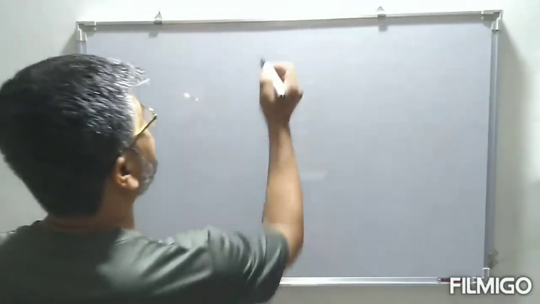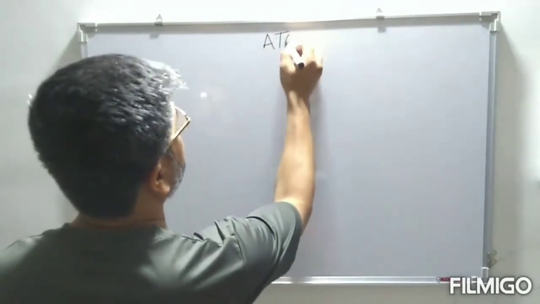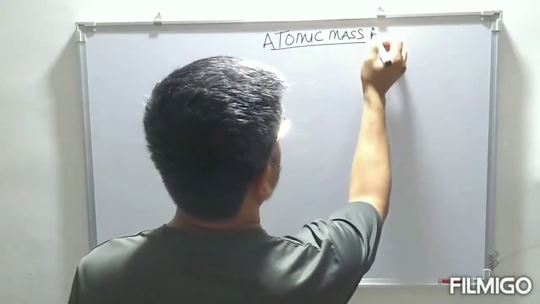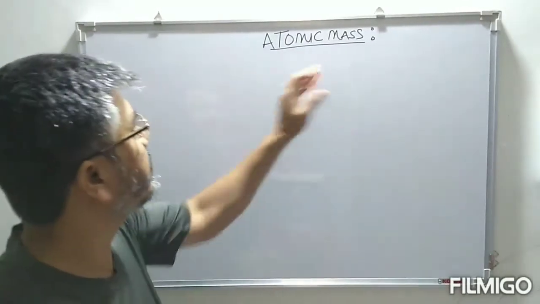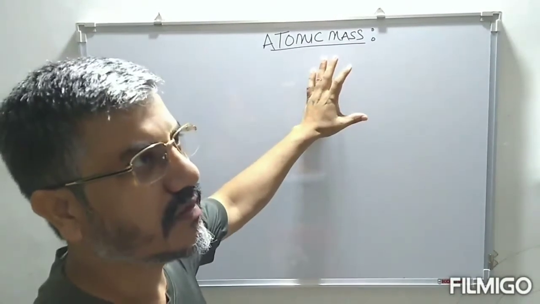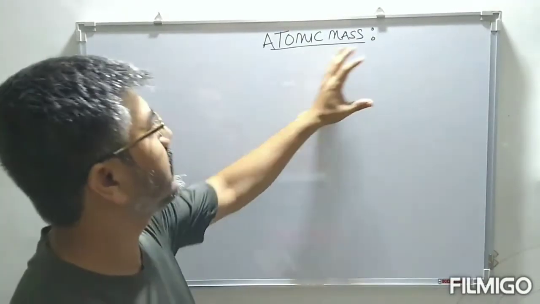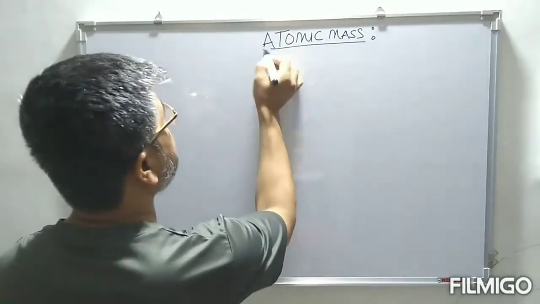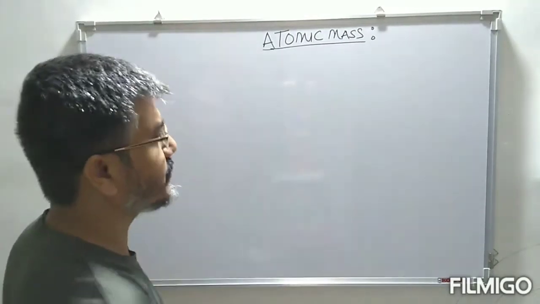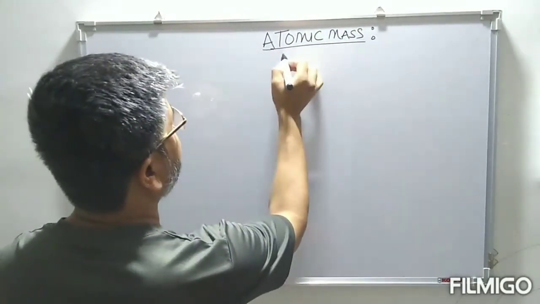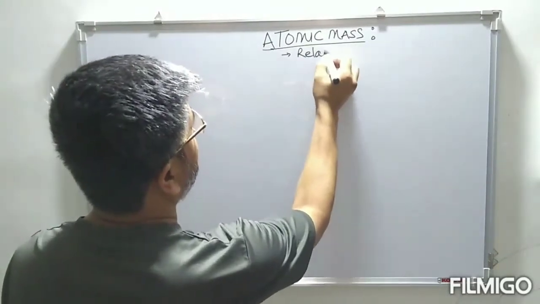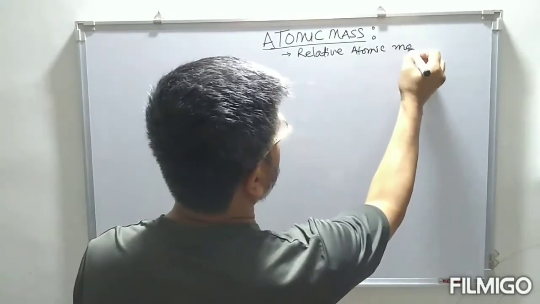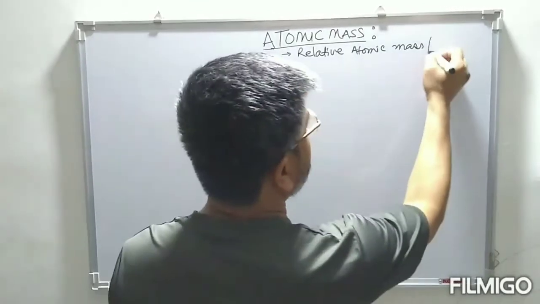So we have atomic mass. Now we are going to define what is atomic mass. There are different types of mass that we use in chemistry. The first is relative atomic mass, or simply say atomic mass.